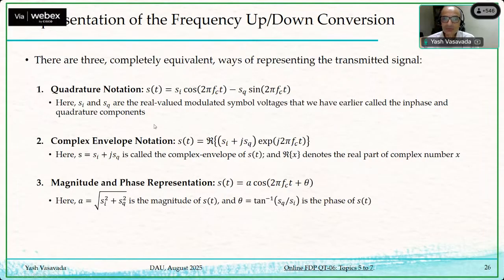Okay, so this is the general notation of the output of a block which comprises both modulation and frequency up conversion. Remember, I said that some authors call modulation as well as frequency up conversion together collectively as the modulation block. So this equation actually represents that. It has both frequency up conversion as well as modulation.